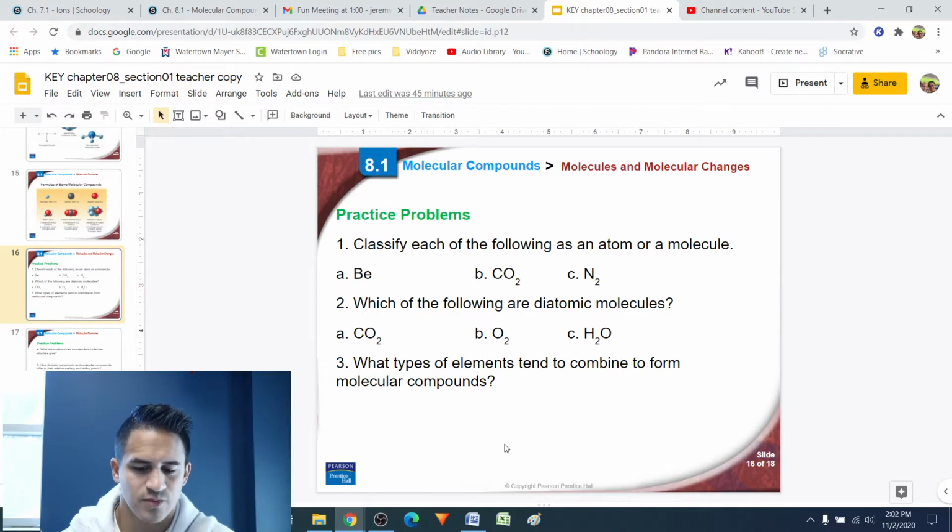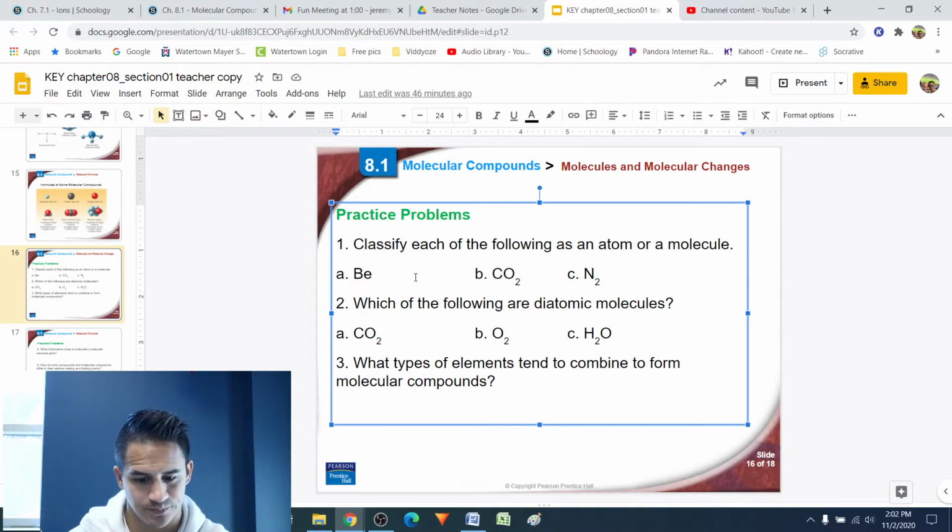We're going through the practice problems in chapter 8.1 on molecular compounds. Beginning with number 1, it says classify each of the following as an atom or a molecule. From the chapter, we need to remember that molecules or molecular compounds are where we have two elements that are nonmetals and they are bonded together. In the first one, letter A, we just have beryllium. And beryllium is an atom.